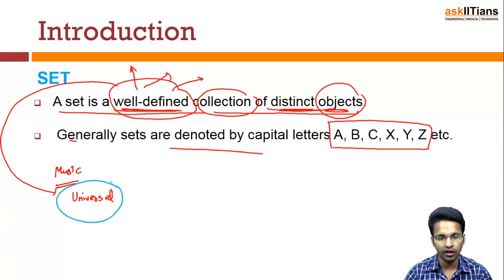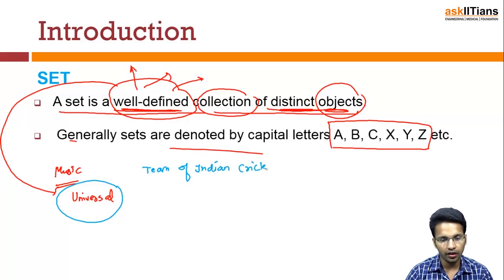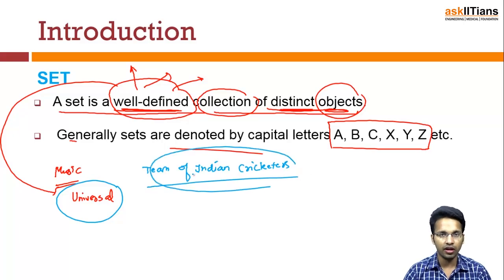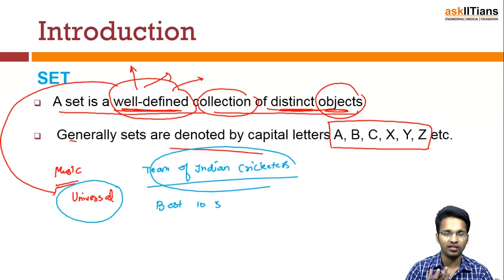it should not vary. If you are saying the team of Indian cricketers, okay, so that is a set, okay. Why? Because those who have played for India, or are in the Indian team, you can make the team, right? So it's a collection, but well defined. Now well defined, why? Because everybody will agree that yes, this player is from India only. But if I say best 10 players, okay, somebody will say Sachin is best for me, somebody will say Rahul Dravid is best for me, somebody will say Dhoni is best for me. So that is not well defined, okay.